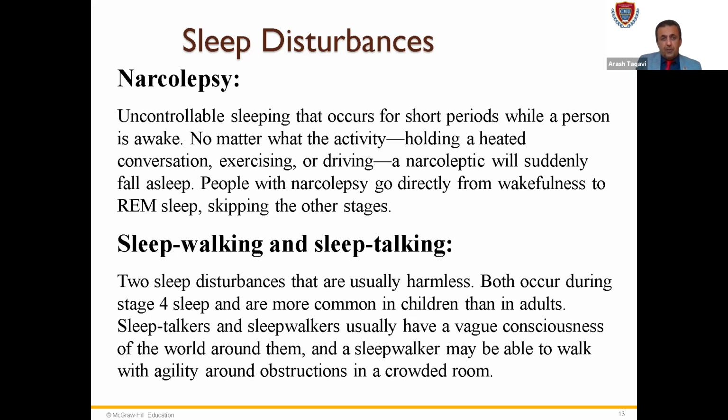That's the problem. Two sleep disturbances that are usually harmless both occur during stage 4 sleep and are more common in children than in adults. Especially sleepwalking is very common in children. You see that, for example, your 5-year-old son wakes up and goes, for example, to the refrigerator and goes back again to the bedroom. The sleep talkers and sleepwalkers usually have a vague consciousness.